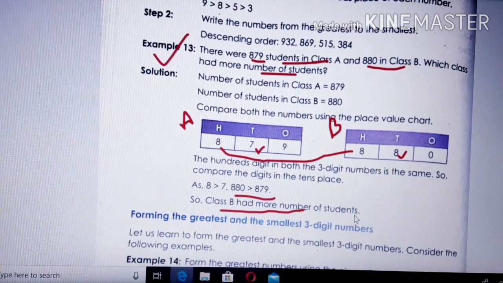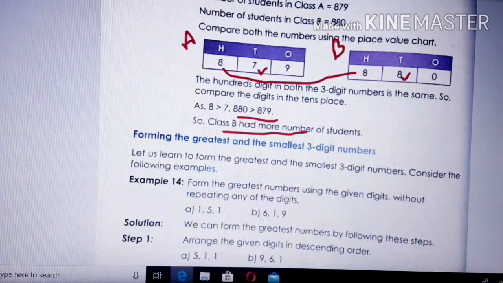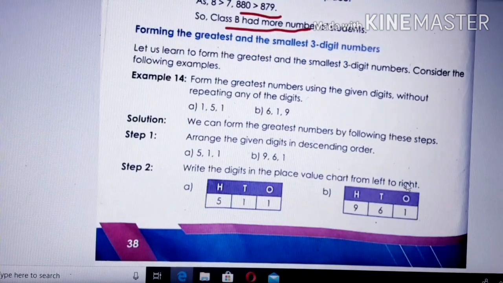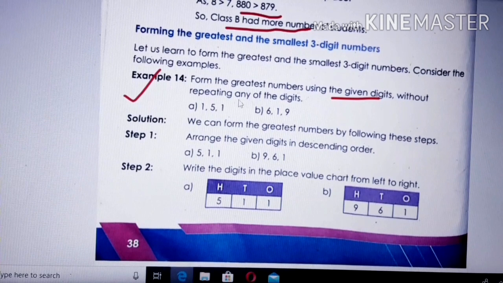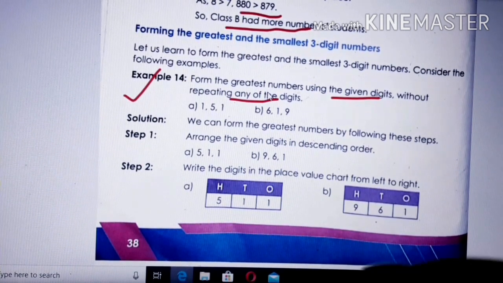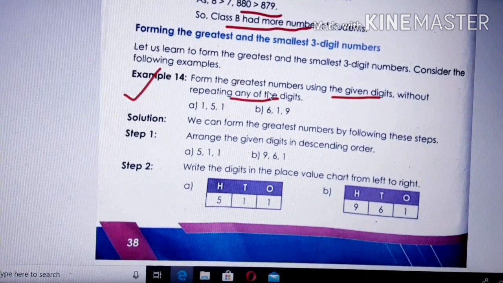Who has more number of students? Class B had more number of students. Is it clear, children? You can practice this at home. Next, example 14. Again, form the greatest number using the given digits without repeating any of the digits. This is very important, children. You have to form the greatest number.